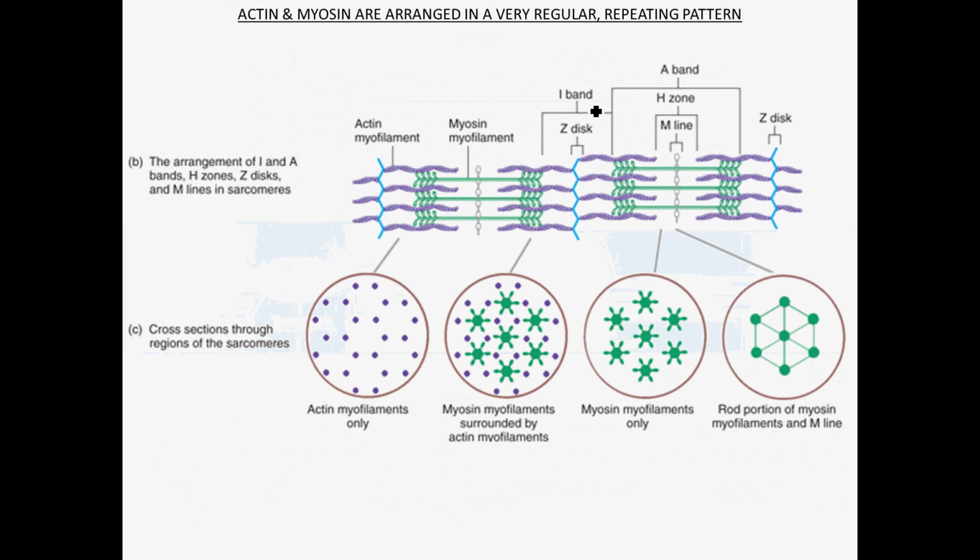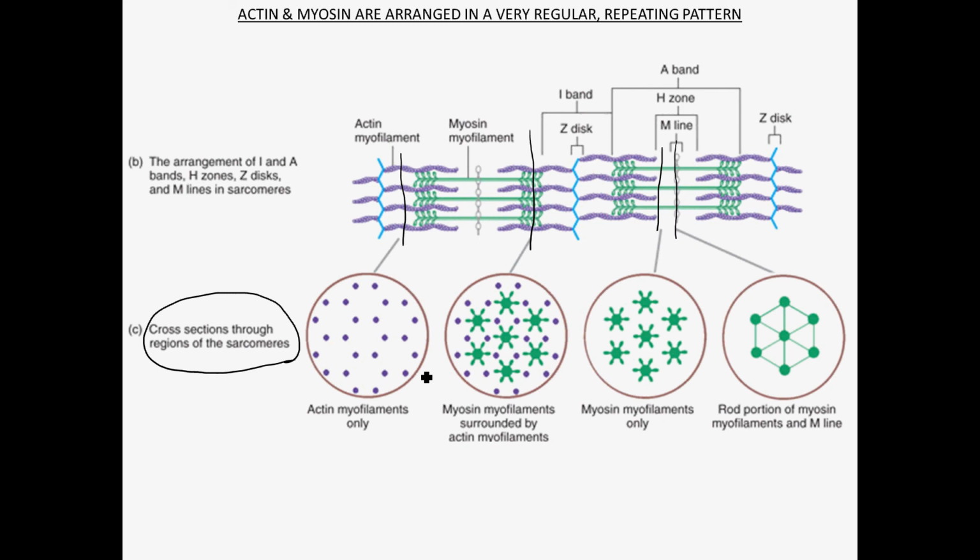So if you understand that, this is a good way to practice this, and we can do this in class as well. So what we have here are cross sections through a sarcomere, and so this cross section was taken at this plane right here. This cross section was taken at this plane. This cross section was taken at this plane, and this cross section was taken right here, sort of at the M line.